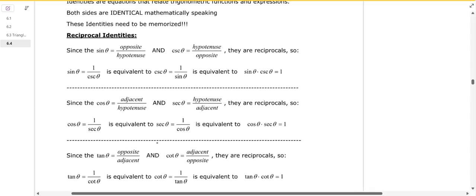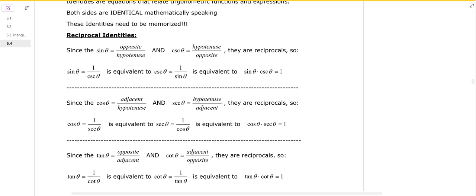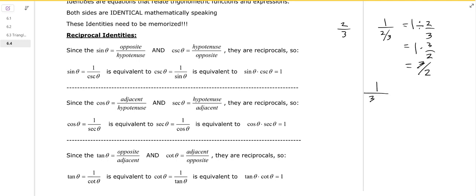is reciprocal identities. So what we have is the sine and cosecant are reciprocals of each other. And when you do 1 over a number, you're doing a reciprocal. For instance, if you have 2/3, when you do 1 over 2/3, that's the same as 1 divided by 2/3. So that's equal to 1 times 3/2. So it's equal to 3/2. So if you do 1 over 3/5, that's 5/3. So this is doing a reciprocal literally when you do 1 over something.